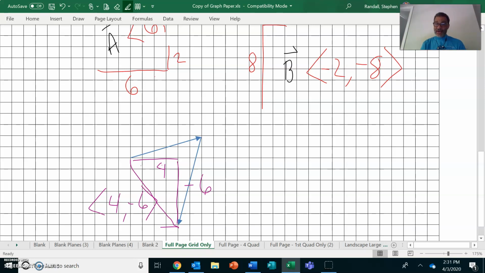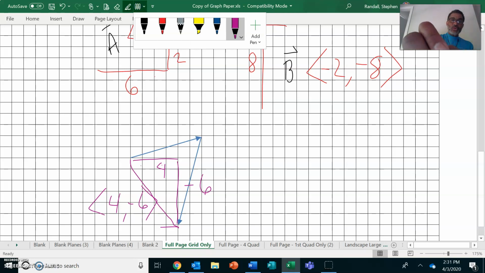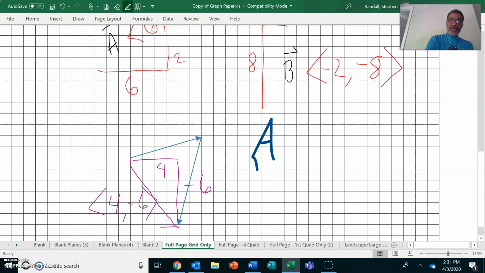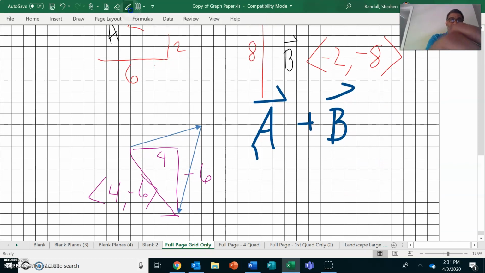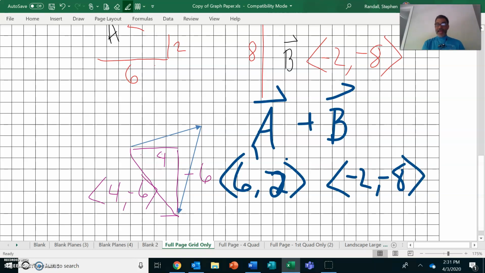Now what's really neat about component form is if you're adding and subtracting vectors, remember we have vector A plus vector B. A was 6, 2. B was -2, -8. And when we added them, the resultant was 4, -6. That's the resultant.